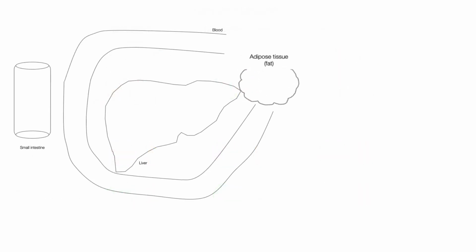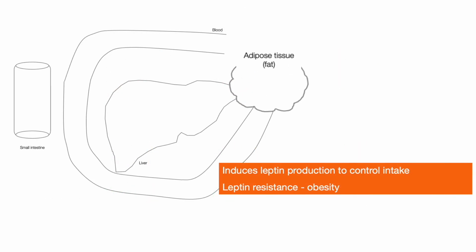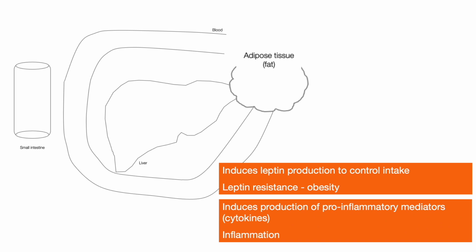An excess of fat can be harmful. Fat induces the production of a hormone called leptin that controls intake by reducing appetite. The presence of fat indicates that we have energy reserves and have no need to eat, so fat induces leptin production. If there is an excess of fat, a lot of leptin is produced and therefore leptin resistance develops. That is, leptin is no longer able to reduce appetite and obesity develops. Fat also induces the production of pro-inflammatory mediators such as cytokines, so an excess of fat can induce inflammation.